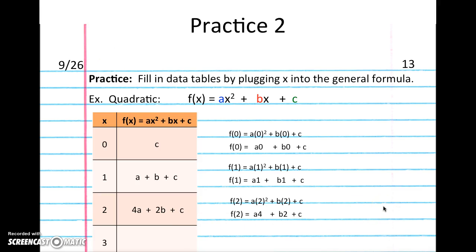All right, last but not least, we're going to plug in f of 3. So plugging in 3 for x, we get f of 3 is equal to a times 3 squared plus b times 3 plus c. f of 3 then is equal to a times 9, because 3 squared is 9, plus b times 3 plus c. And again, we want to move the numbers in front of the letters. So when I put this into the table, I'm going to write it as 9a plus 3b plus c.